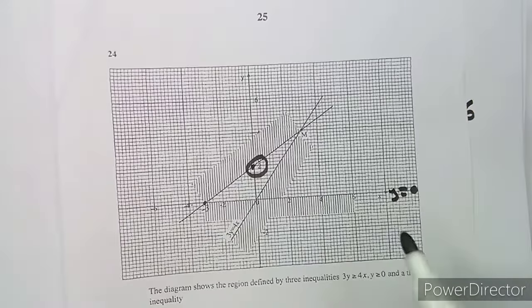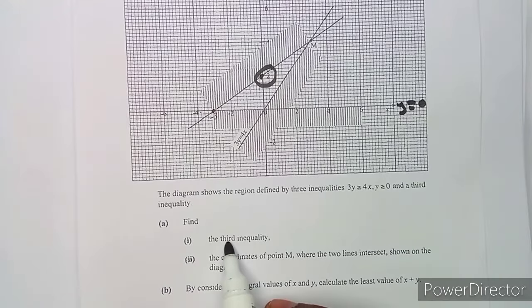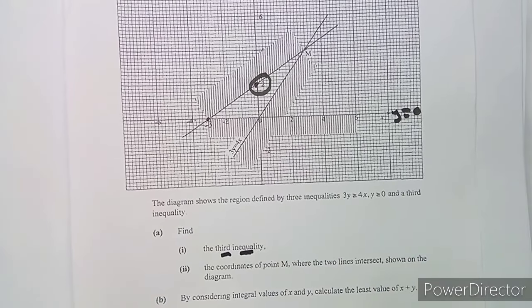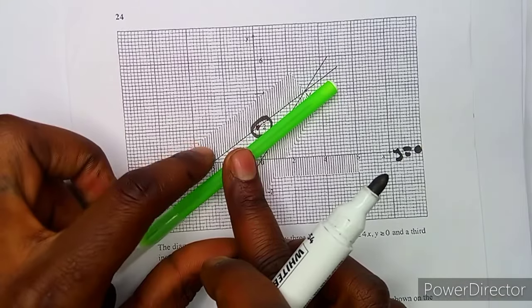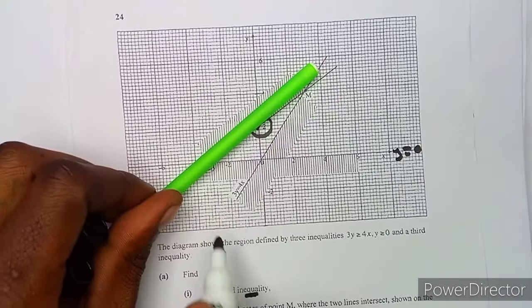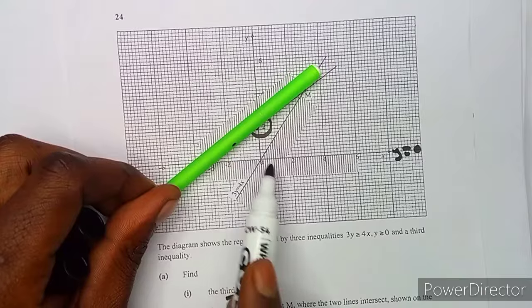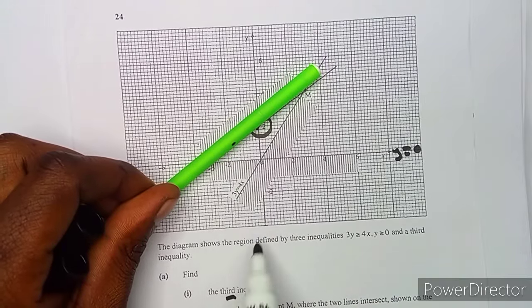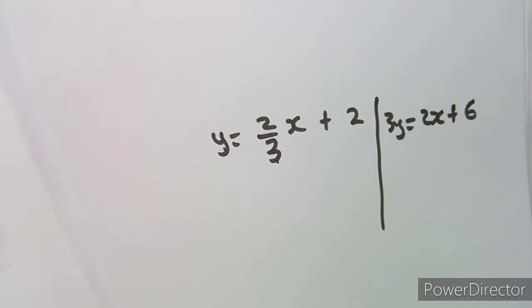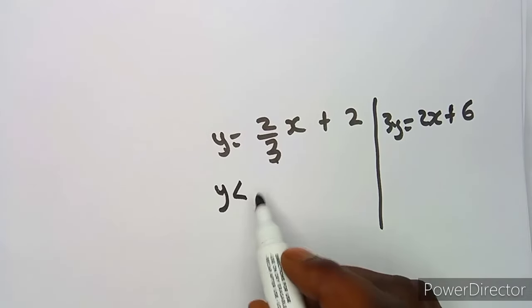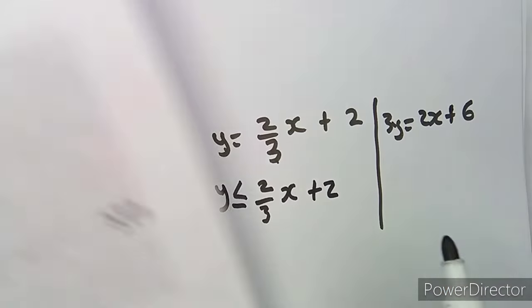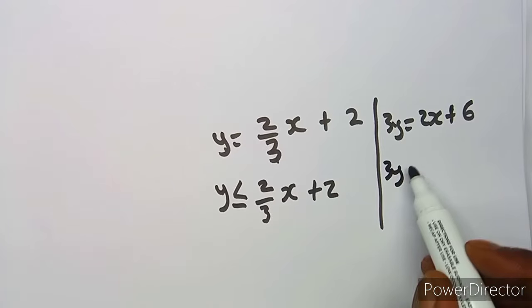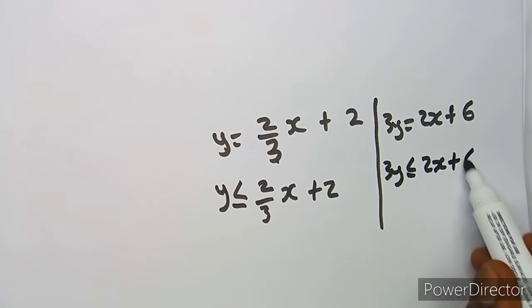But what is going to be the inequality? Because what we need is the third inequality, not the third equation. This is where it is shaded. You shaded this side, which is the bigger region. Definitely this side which is not shaded is the one that we need, and this is a lesser region. So according to y, we are talking of a lesser region. So it's going to be less than or equal to, because this is a continuous line. So you can write it like this, or 3y is less than or equal to 2x plus 6.